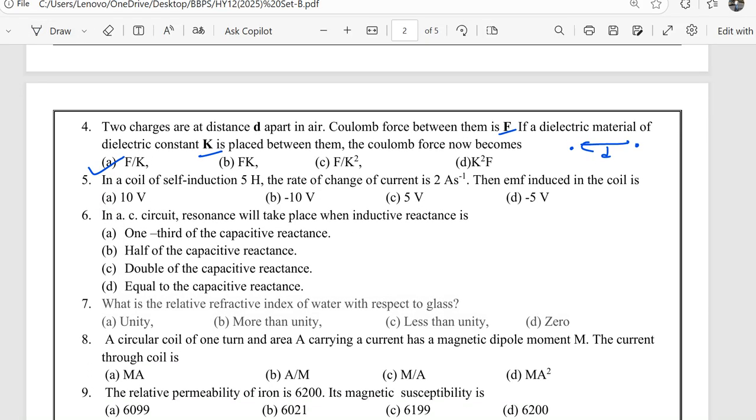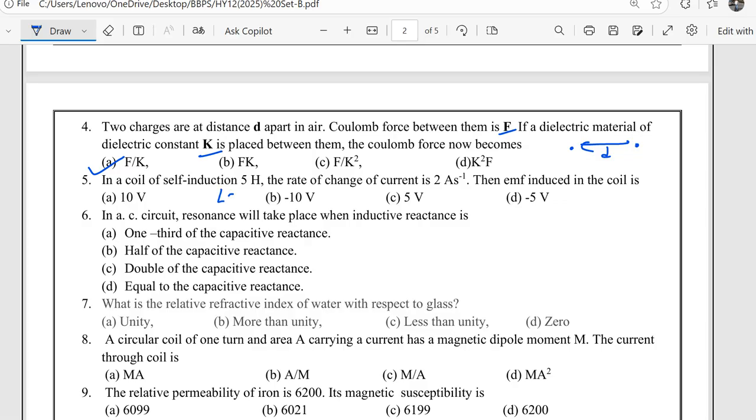Question 5. In a coil of self-inductance 5, the rate of change of current di by dt is 2, and that is the same. It was the same in set A also. Now question number 6. In an AC circuit, resonance will take place when inductive reactance is equal to the capacitive reactance. Option D.